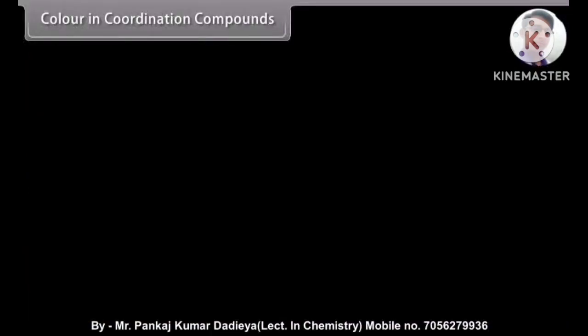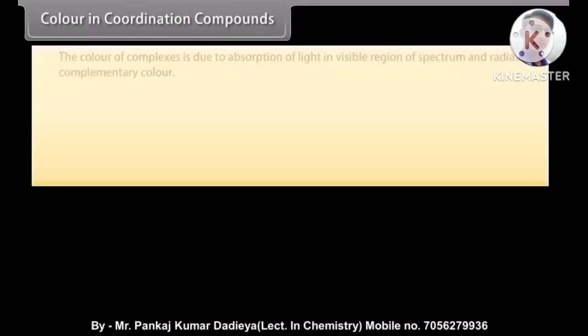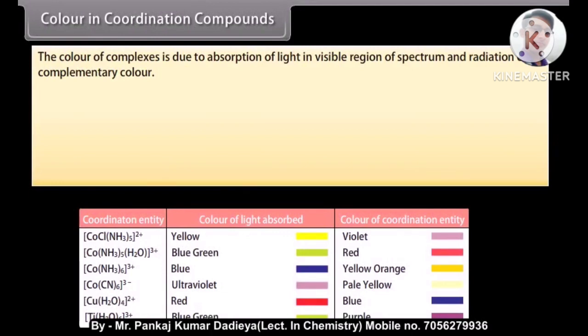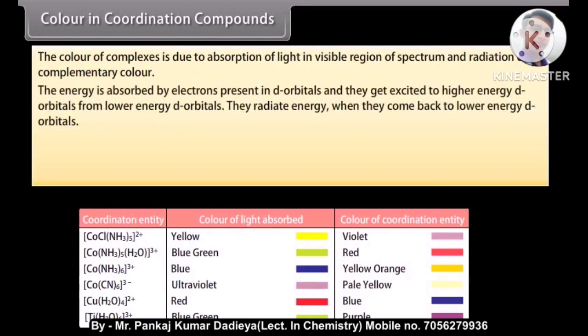Color in coordination compounds. The color of complexes is due to absorption of light in the visible region of the spectrum and radiation of the complementary color. The energy is absorbed by electrons present in d orbitals and they get excited to higher energy d orbitals from lower energy d orbitals.